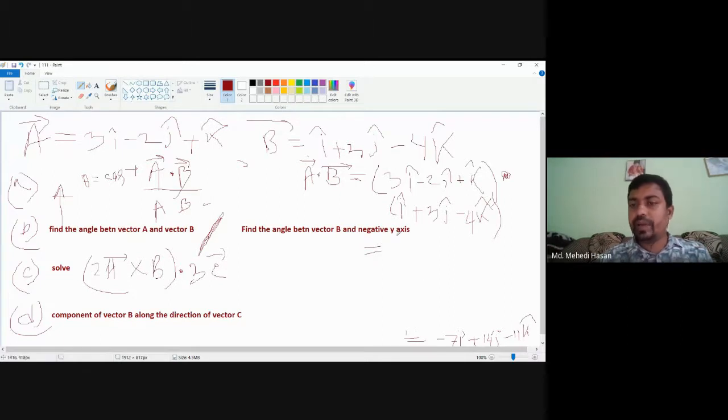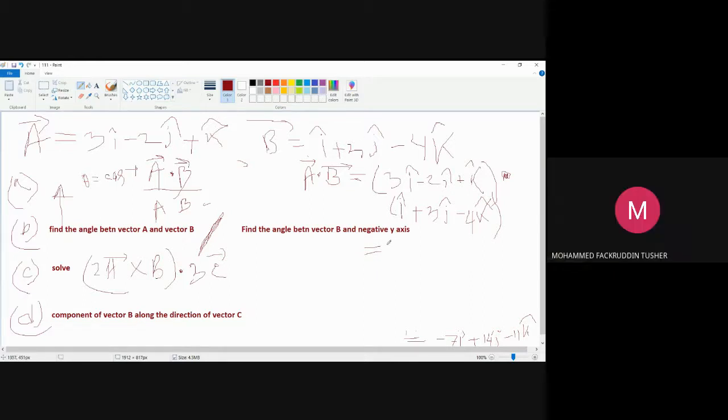When we multiply three variables with three variables, we get 9 results. In that case we know that the dot product of different unit vectors is 0. That means if we multiply 3i with 3j, it will be 0, or 3i with minus 4k, it will be 0, because the dot product of i with j and i with k is 0. So then you can follow this, just i with i, j with j, and k with k. That means 3 into 1.